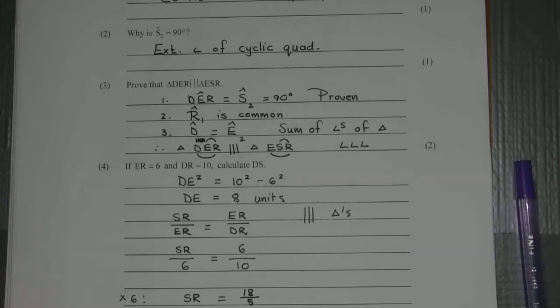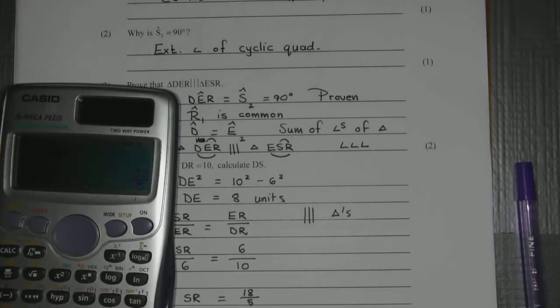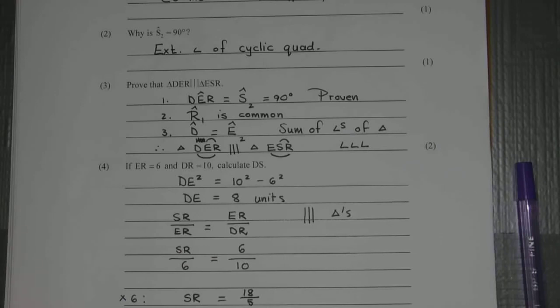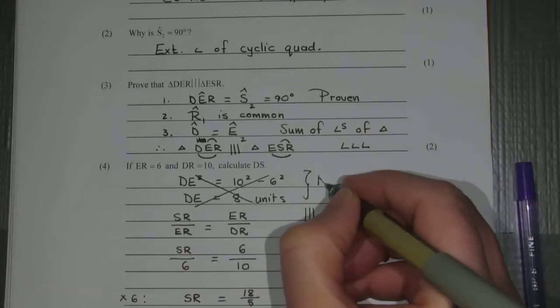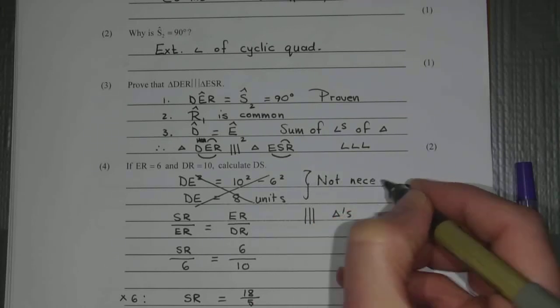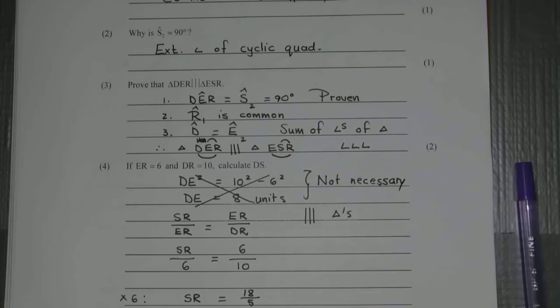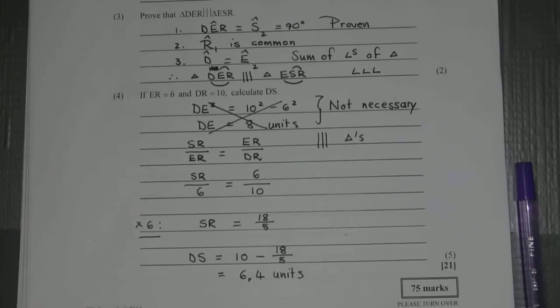Not done yet, because we haven't answered the question. We still need to find DS. So as I said to you guys, DS is then going to be equal to DR, which is 10, minus SR, which is 18 over 5. And then I can round it off to 1 decimal place. And that's going to be 6,4 units. Which means this actually was not necessary. But sometimes, like I said, we go on a bit of a tangent before we get to what is necessary. Okay, it's not wrong, it's just not necessary. So eventually my answer, DS is equal to 6,4 units.